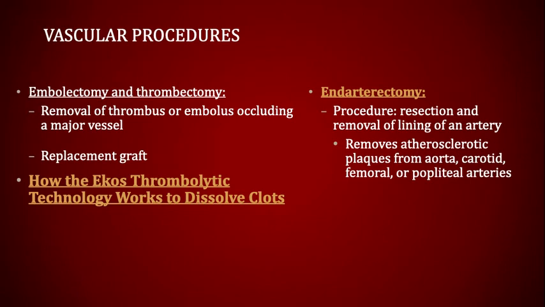Other vascular procedures consist of an embolectomy, thrombectomy, or an endarterectomy. An embolectomy and a thrombectomy remove a thrombus or an embolus that's occluding a major vessel. An endarterectomy is a procedure where a resection and removal of the lining of an artery, and this removes atherosclerotic plaque from the aorta, carotid, femoral, or popliteal arteries.